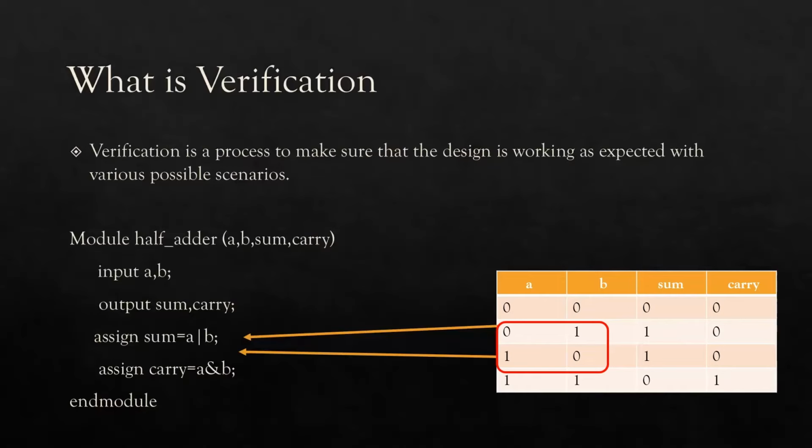Like what is verification, like how a verification happens with various scenarios. Okay, verification is a process to make sure that the design is working as expected or not by applying various scenarios. These are the four scenarios in this case. Hope you understood what verification is. So we will move forward.